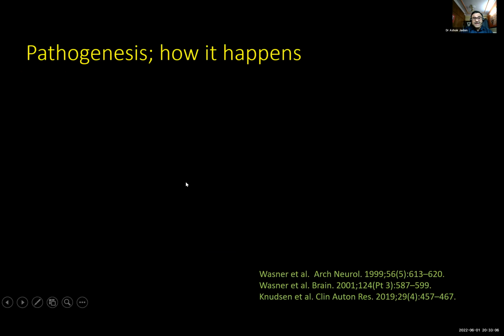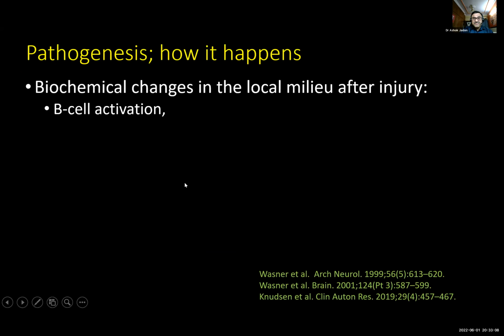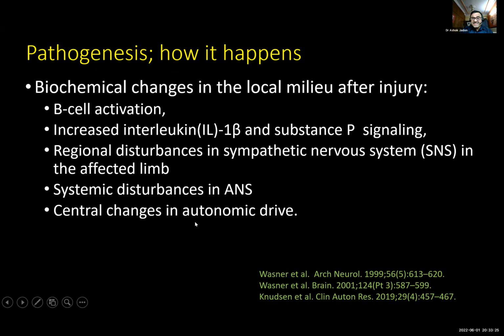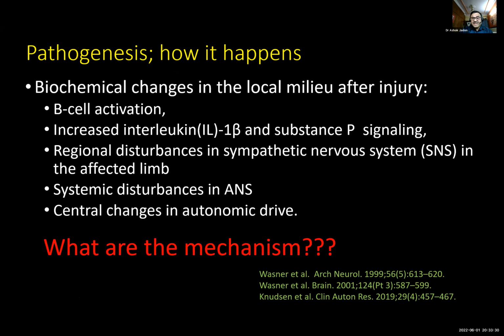So how does it happen? In the beginning, there's a change in the local milieu by beta cell activation. Then there is an expression of interleukin 1 beta and substance P, and it all causes sympathetic changes at the regional level, which further leads to changes in the autonomic nervous system and affects the autonomic drive.